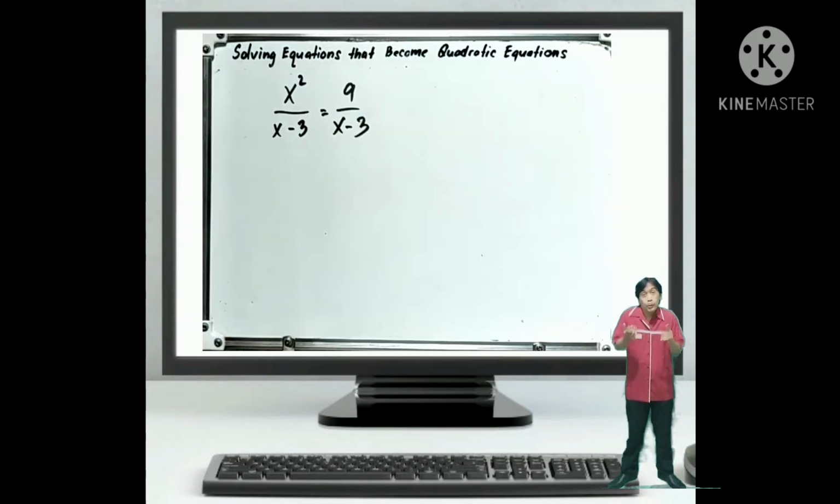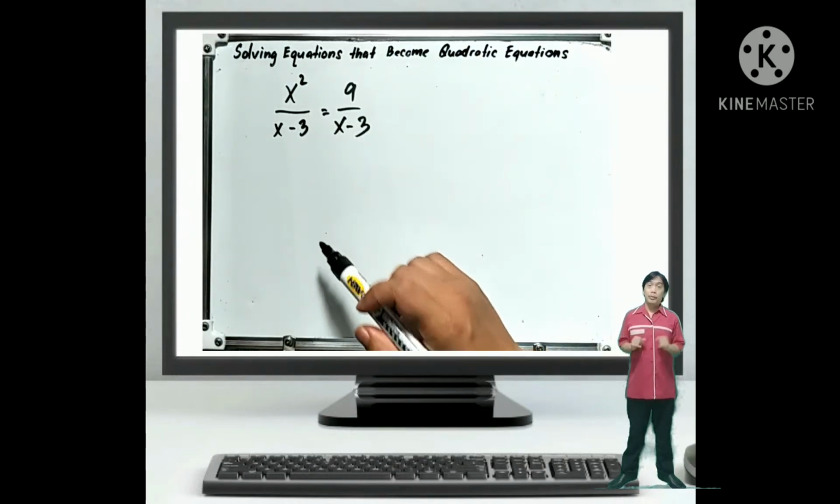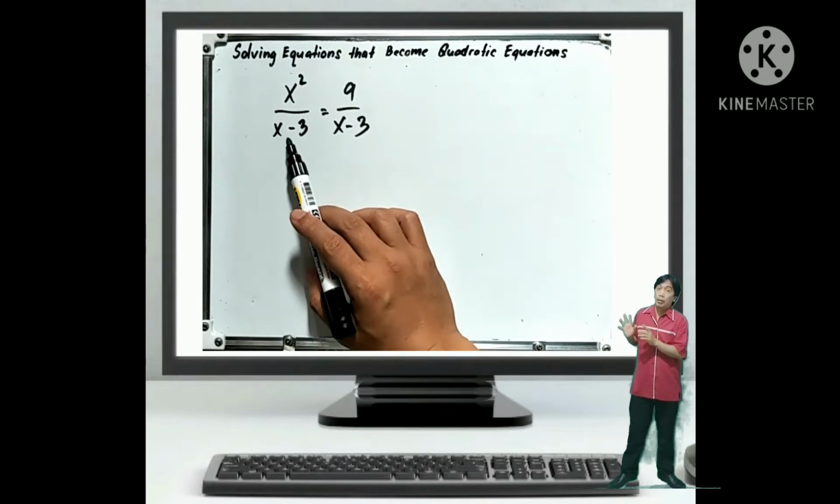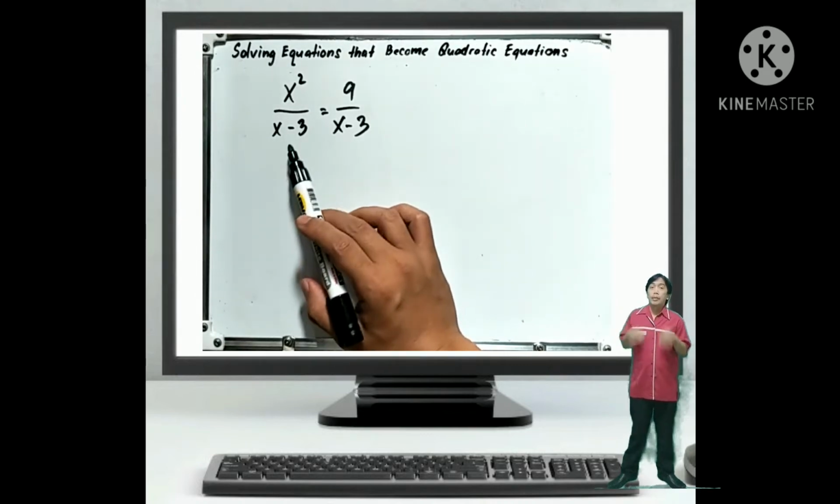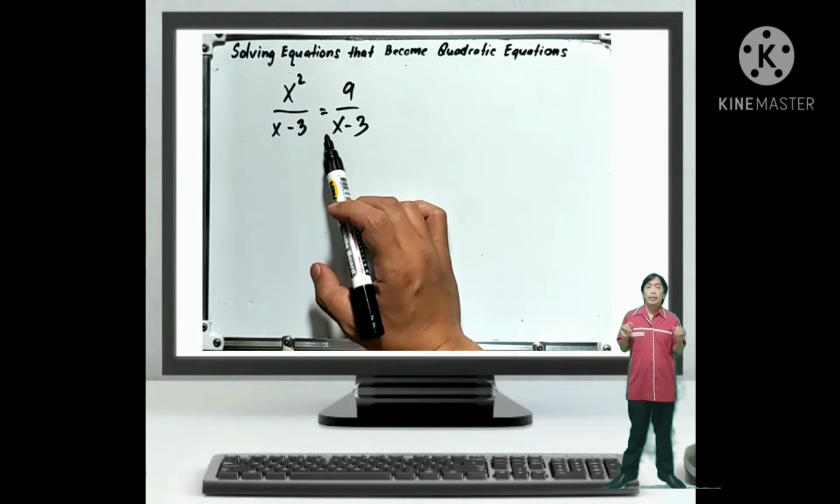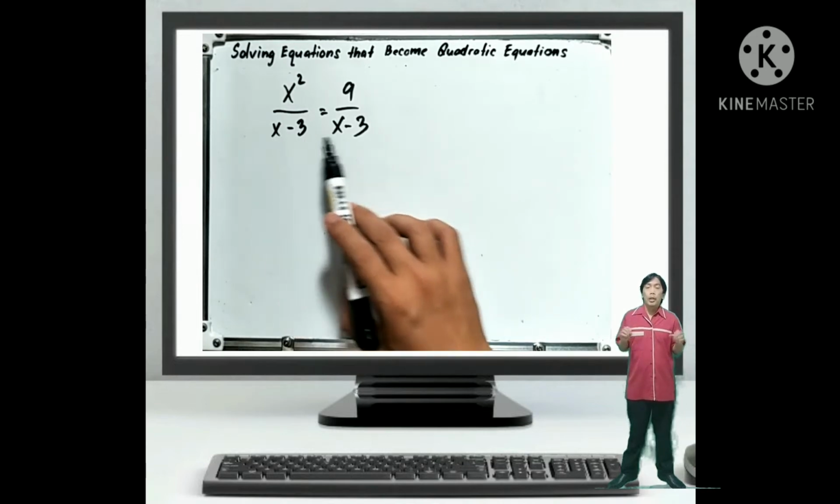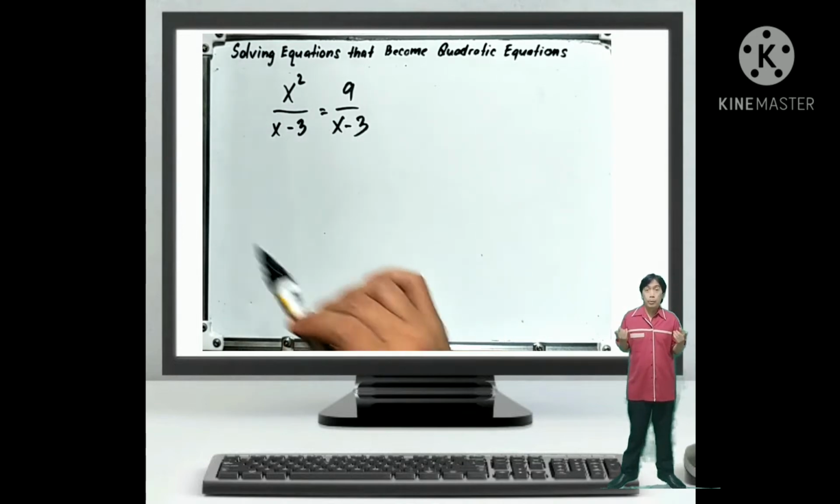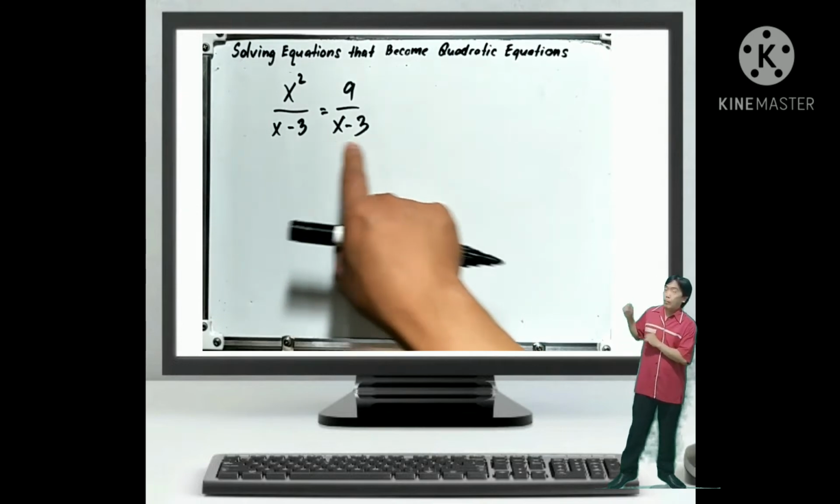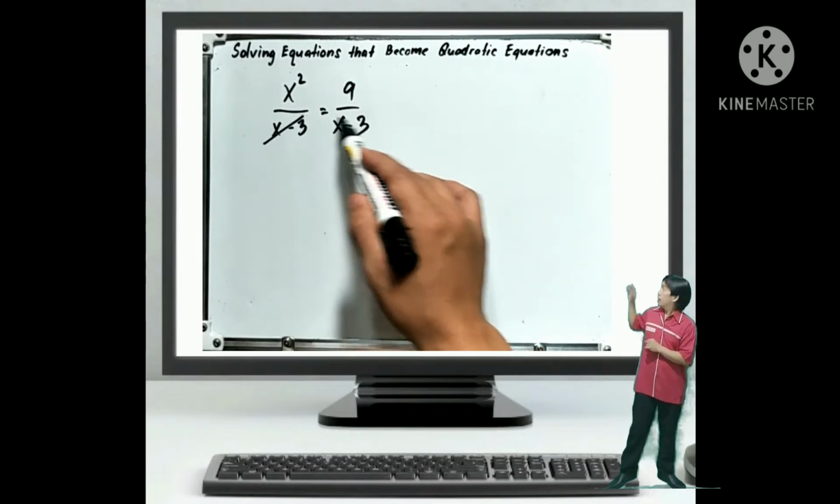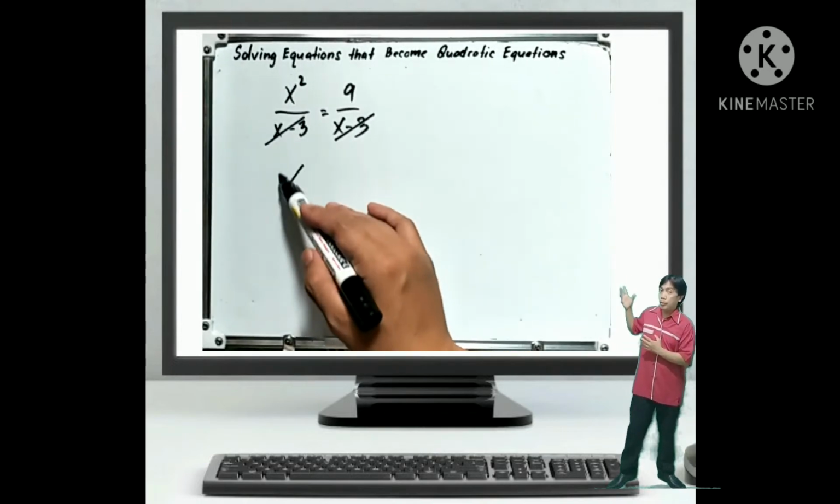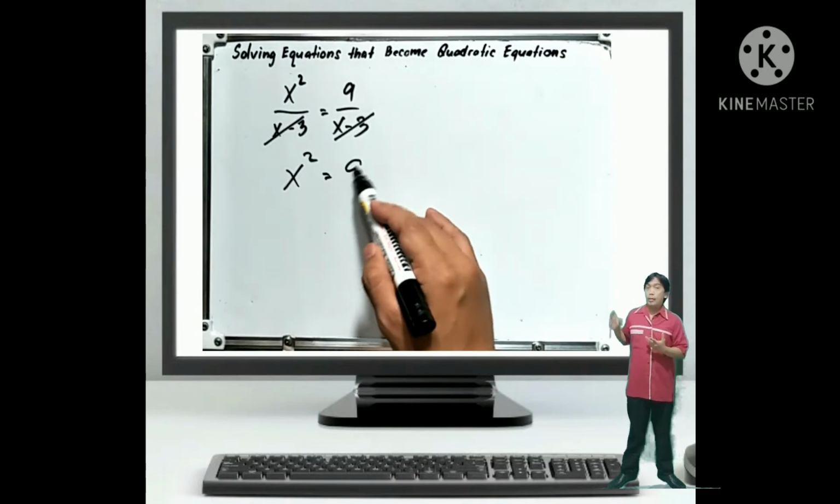Okay, let's have another example. So we have denominators which are the same. So all we have to do is multiply both sides by the denominator x minus 3 since they are the same. If the denominators are the same, we can just cancel them. Okay, so we have x squared is equal to 9.